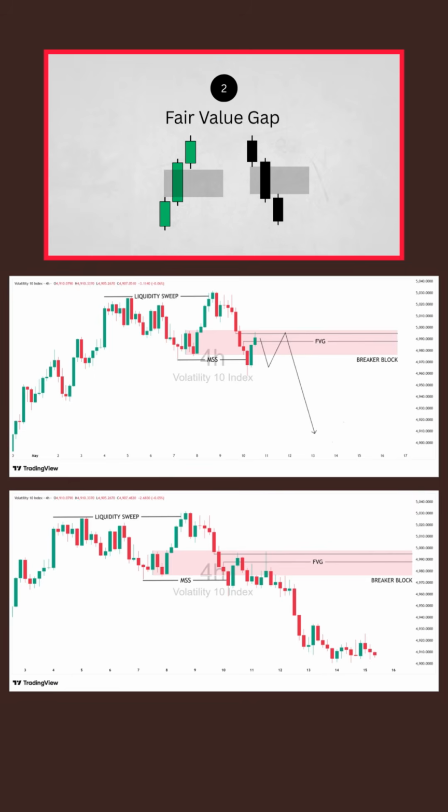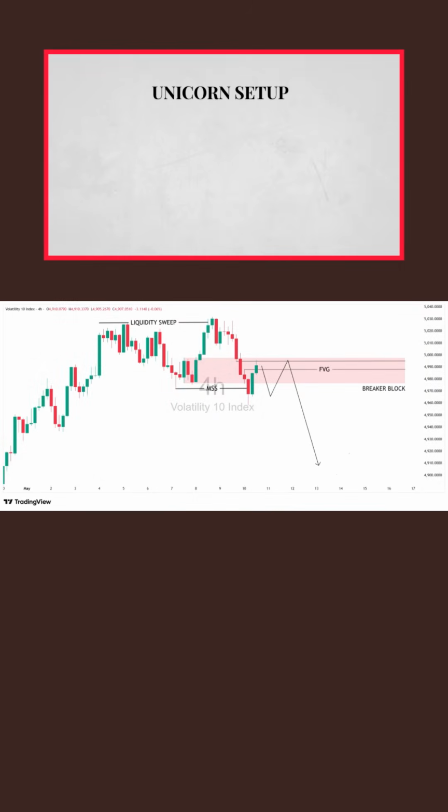Now let's talk about how both concepts come together to form what we call the unicorn setup. This setup is simply the combination of the breaker block and the fair value gap. When the two overlap each other, they create an area of high value.